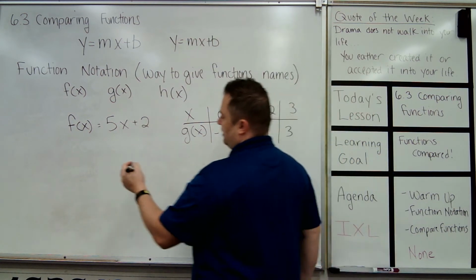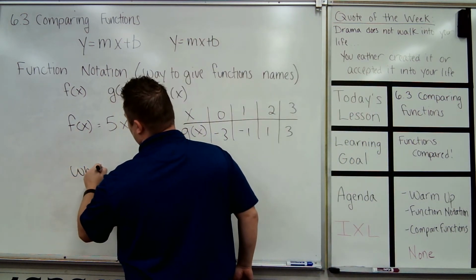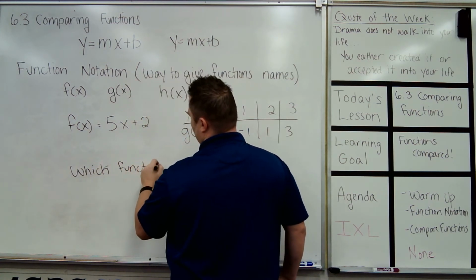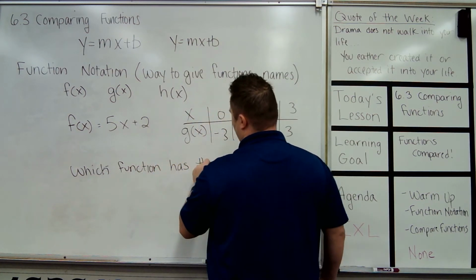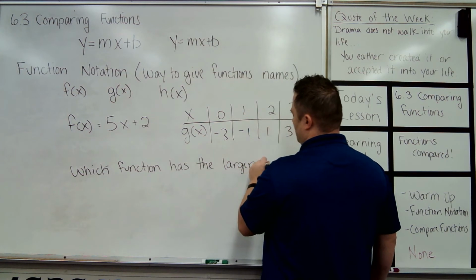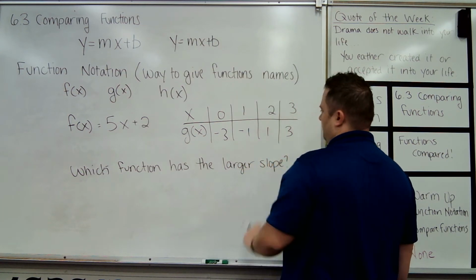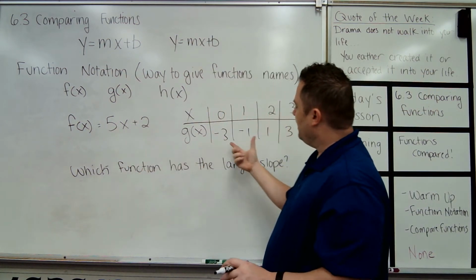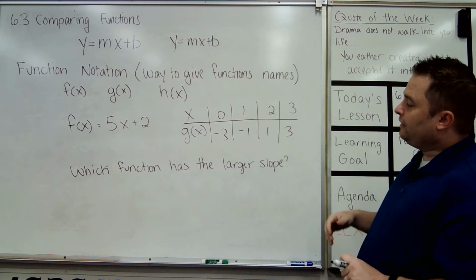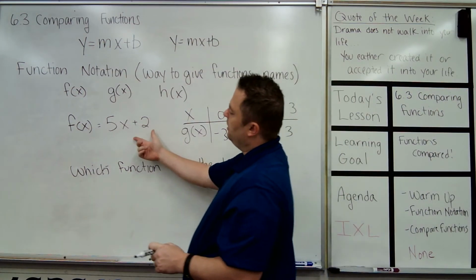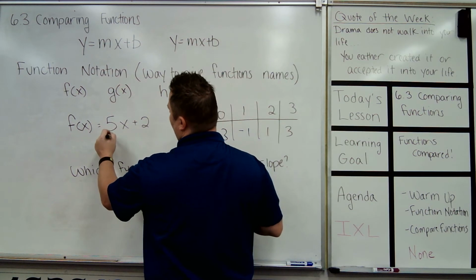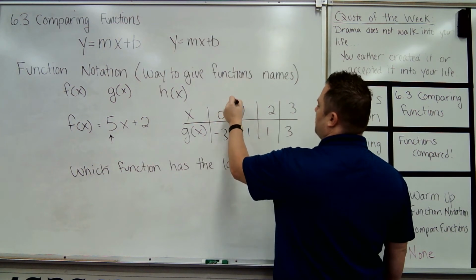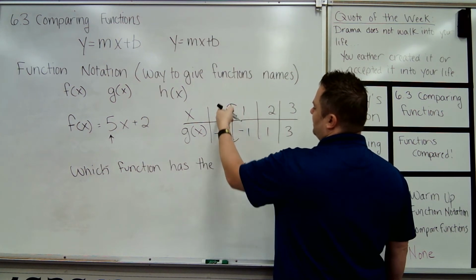So the question is, which function has the larger slope? Which function has the larger slope? And the choices are f, what's the slope here, and g, what's the slope here? Well, let's use our knowledge of how to find slopes with the equation. Well, we're looking at this 5, right? This is m. And then when we're looking at this one, the slope is the change in y over the change in x. But the x's are up here and the y's are down here.